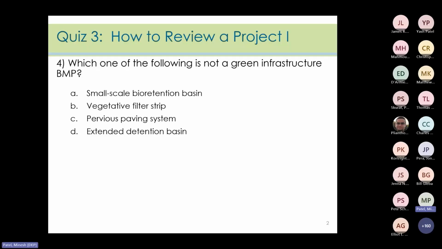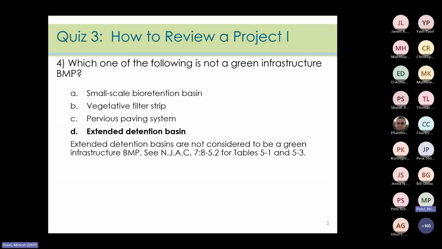We will go right to question number 4. Which one of the following is not a green infrastructure BMP? And the correct answer here is D, an extended detention basin. These are found in Chapter 11 of the BMP manual, and they are not considered to be green infrastructure. Small-scale bioretention basins, vegetative filter strips, and pervious paving systems are all green infrastructure BMPs, and they're all found in Chapter 9 and Table 5.1 of the BMP manual.